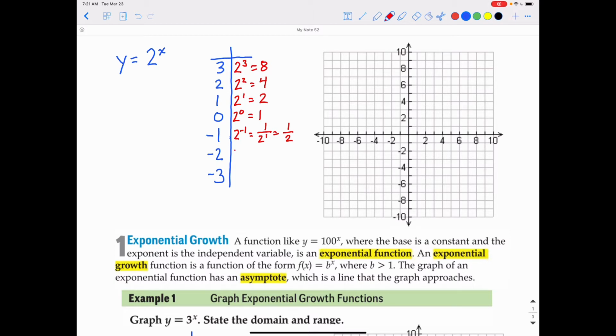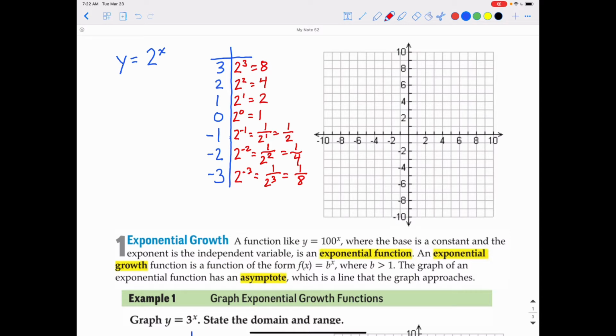So 2 to the negative 2 power would equal 1 over 2 to the positive 2 power, and that would be 1 over 4, because 2 to the second power in the denominator is 4, and then we have the 1 on the top, so 1 over 4. And then finally, 2 to the negative third power would equal 1 over 2 to the positive third power, and 2 times 2 times 2 would be 8, so that's 1 over 8.